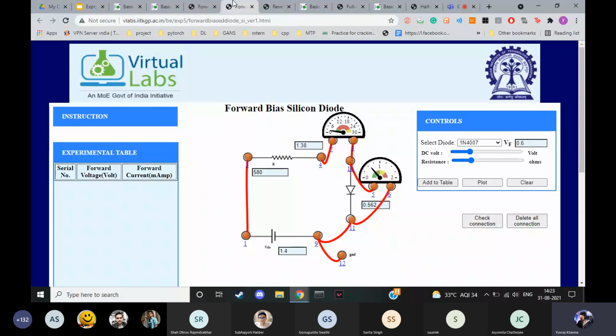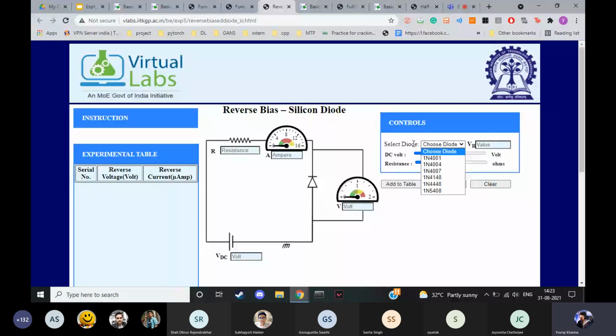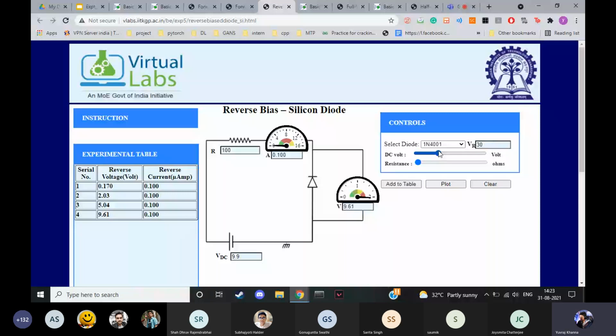Let's look at the reverse bias case. In reverse bias, everything is the same except the diode position is opposite. It is in the reverse bias mode, and you can see this value. This is now the breakdown voltage value, so you have to keep this in mind. I'm setting the resistance to 100. As you can see, the current won't change as we increase the DC voltage. It will remain the same until you have reached the breakdown. Once it reaches the breakdown, it will rise significantly.